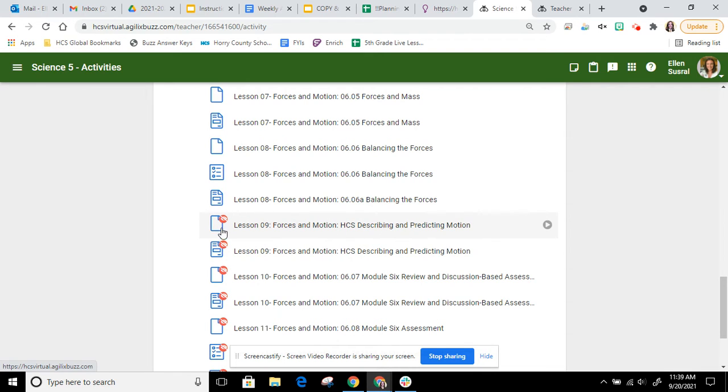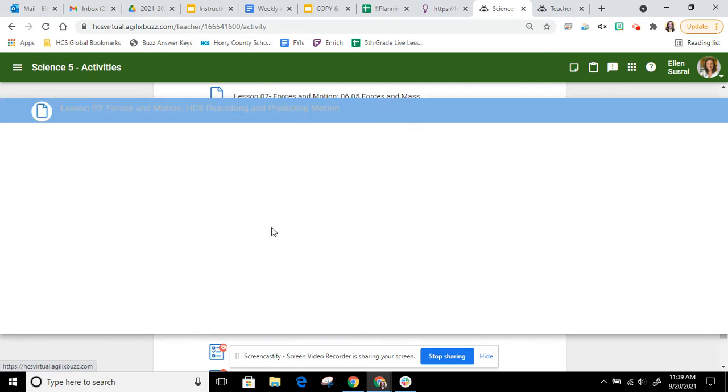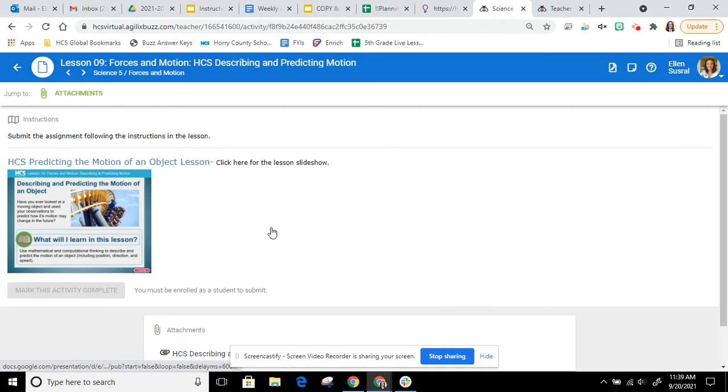You'll click on the blank page icon for your lesson. The second link for lesson 9 here is where you're going to submit your work. So I'm going to go ahead and go into the blank page icon. This is a lesson that has been created by Horry County Schools because this part of the standard was not in BUZZ. So it was created kind of like your social studies assignments and lessons. So we're going to go ahead and open up the lesson.